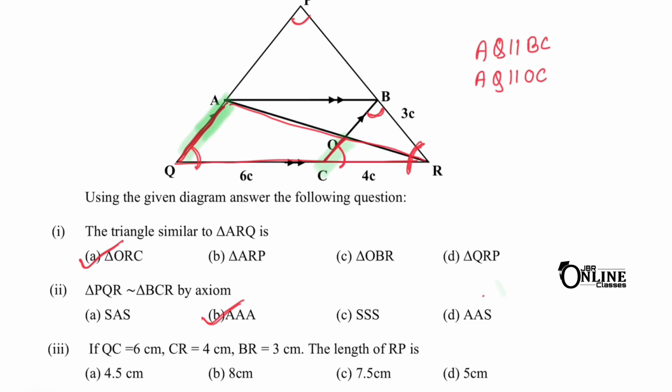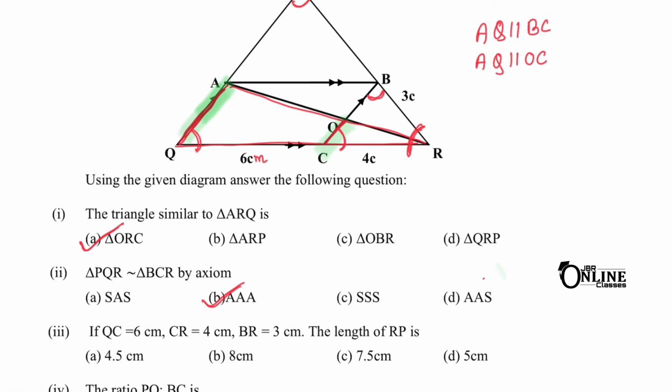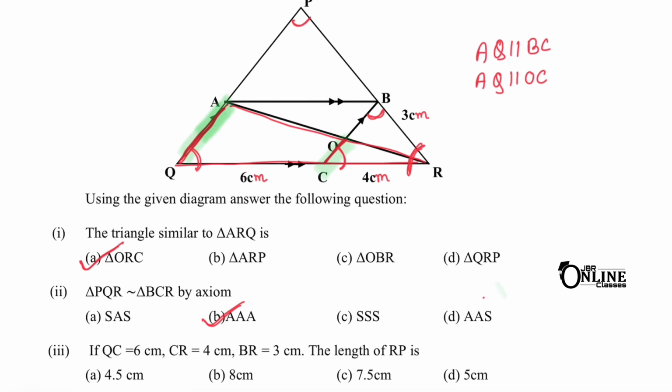Now the third one here: QC equals 6 centimeter, CR equals 4 centimeter and BR equals 3 centimeter. Then find the value of the length of RP. So first you have to find the value of PB.